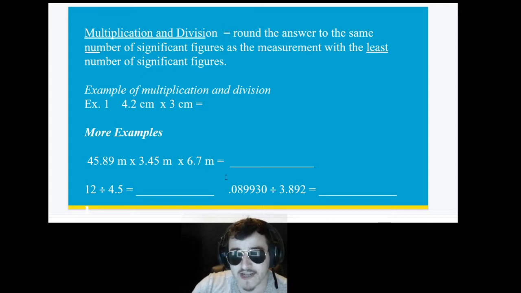Before we take these next couple to the board, 45.89, that's 4 significant figures. 3.45 has 3 sig figs, and 6.7 has 2 sig figs. So what are you going to round this to? 2 significant figures, the least amount of sig figs utilized in the problem. 12 divided by 4.5, they both have 2 sig figs, so there's nothing to worry about there. You're going to round to 2 significant figures. And then this number right here has 5 significant figures divided by 4 significant figures. Therefore, your answer will have 4 sig figs, the least amount of sig figs utilized in the problem.